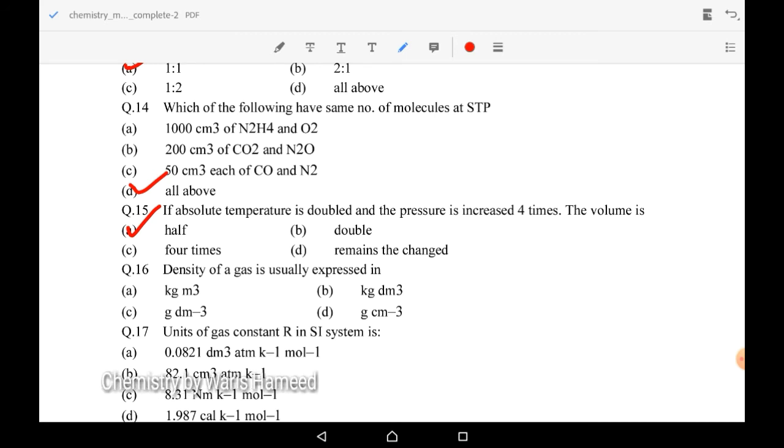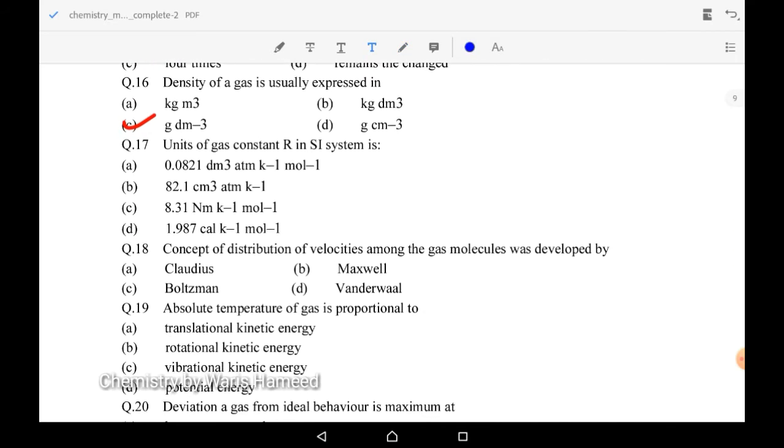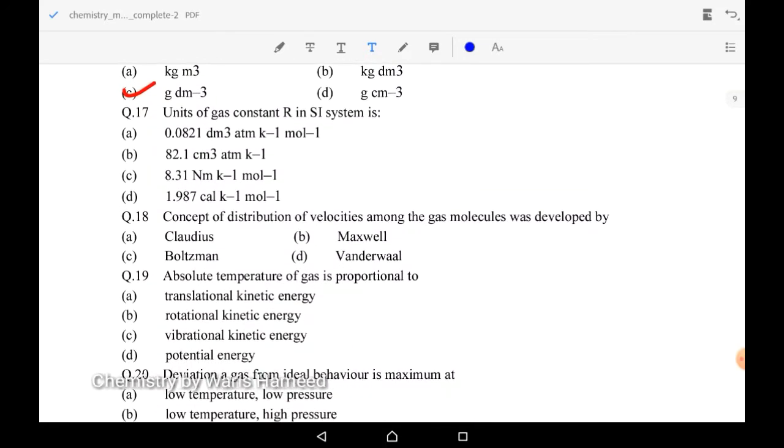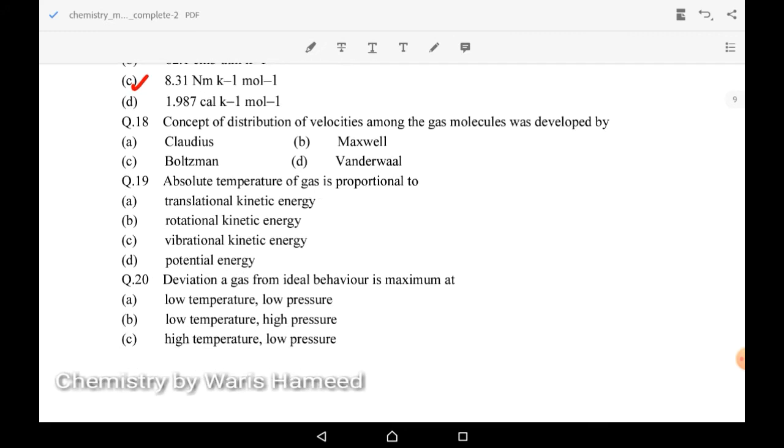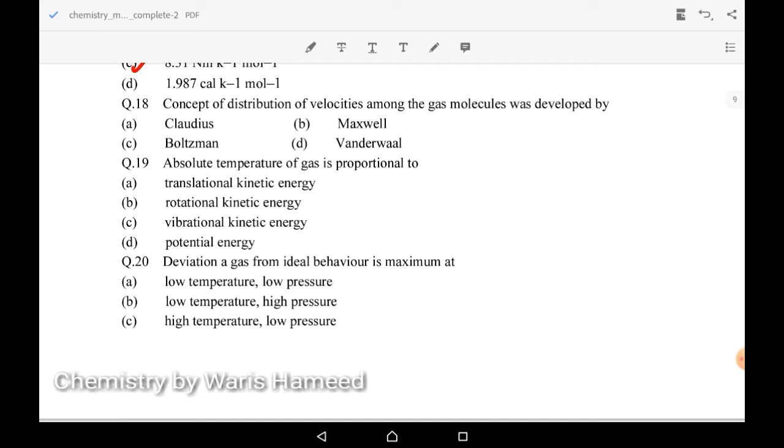Density of a gas is usually expressed in gram per dm cube. Units of the gas constant in SI units are 8.31 Newton meter per Kelvin per mole. The concept of distribution of velocities among the gas molecules was developed by Maxwell. Maxwell developed the concept of distribution of velocities.